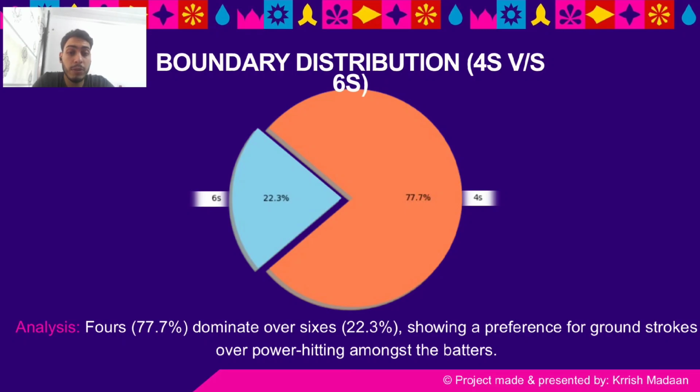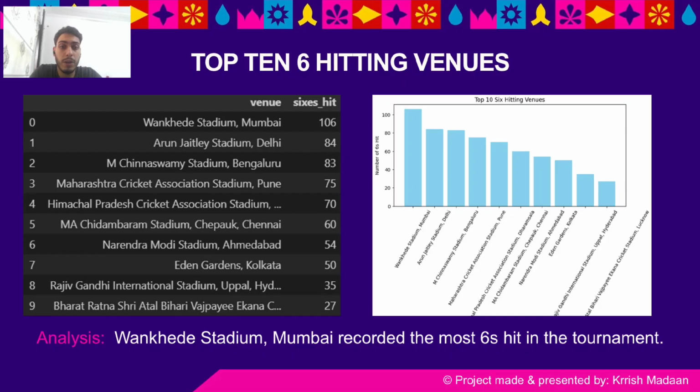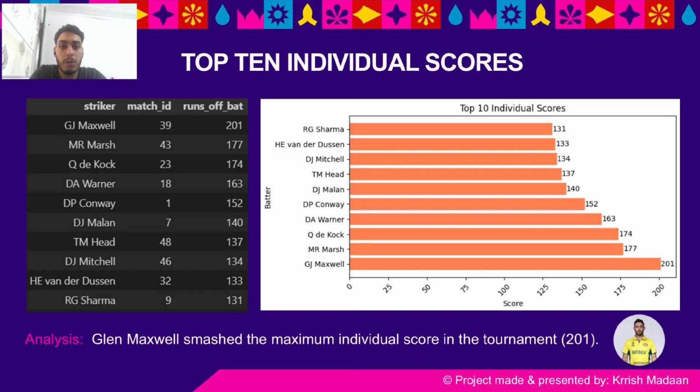the boundaries came from the fours, and it shows a preference in the batsmen for grounded shots, especially in the 50 over format. And moving further, the top 10 six hitting venues. And Wankhede Stadium, Mumbai has seen the most number of sixes in the tournament, that is 106. So, moving further, the top 10 individual scores. So, Glenn Maxwell leads the list with the maximum score of 201, and it was an amazing performance by him. With an injured leg, he played a phenomenal knock to pull off a game against Afghanistan.